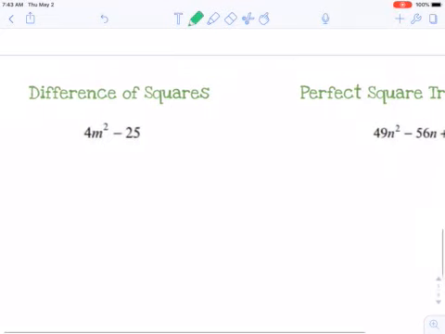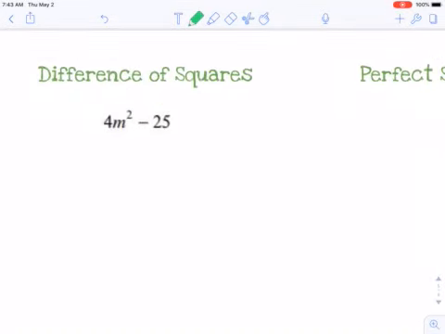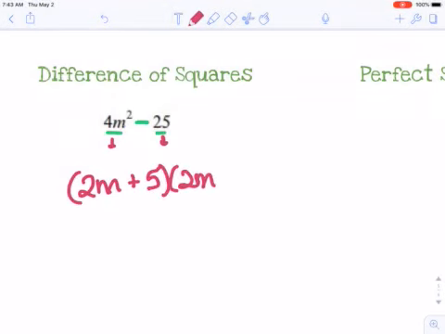Okay, so really quickly we'll touch on the two special products. I keep wanting to say perfect, but that's not true. The two special products we learned about. Difference of squares is the first one, and that is when you have a difference, a subtraction of two perfect squares. The way you factor it is to take the square root of the first term, so that'd be 2m, and the square root of the second term, which would be 5. And then you write it with a plus sign in between, and then you write it with a minus sign in between, and you're done.